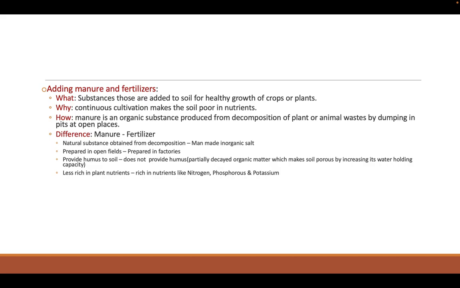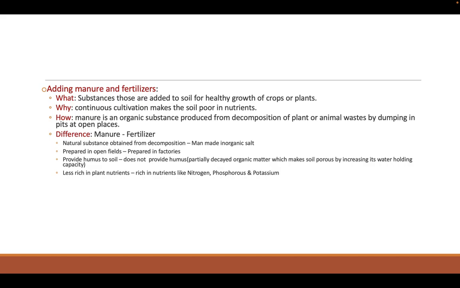Why is it needed? Continuous cultivation makes the soil poor in nutrients. So between crops, you need to use this manure to ensure that you're getting a good crop. So this step is also absolutely necessary.